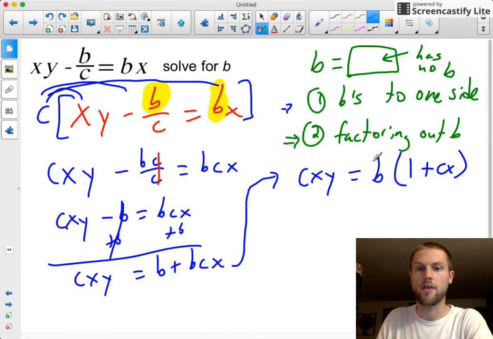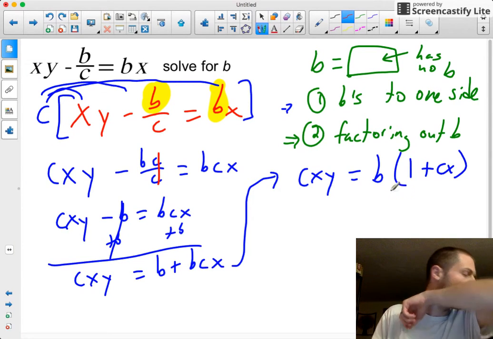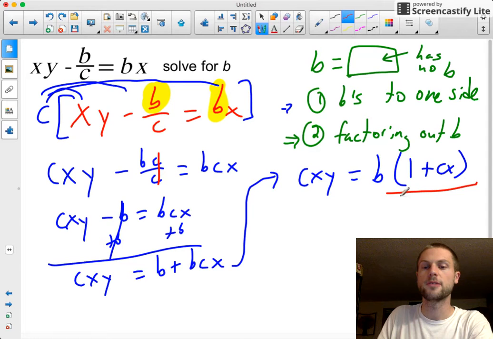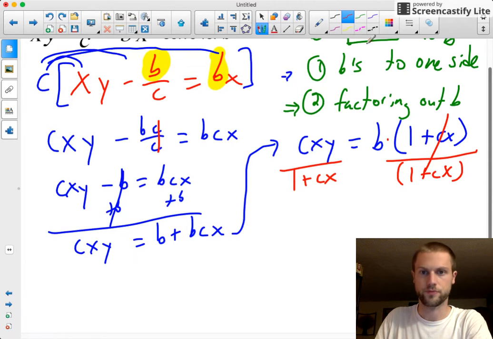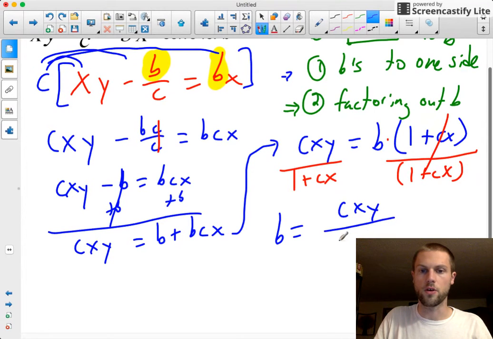So now that we have the b factored out, all I need to do is divide by this 1 plus cx factor here. This is joined by multiplication, so I can divide by this whole factor, and I can divide by this whole factor, 1 plus cx. This cancels, and what I'm left with, and I'm just going to switch sides here, is b equals cxy over 1 plus cx.